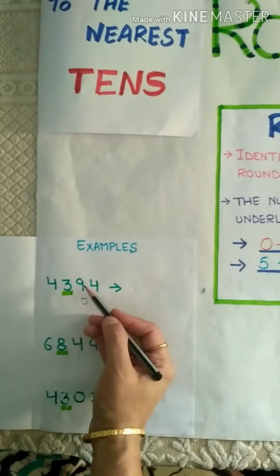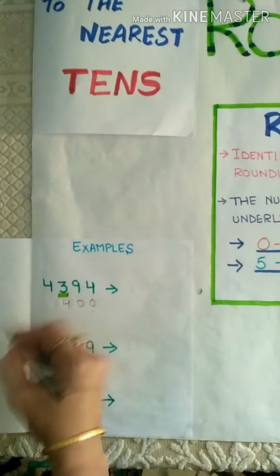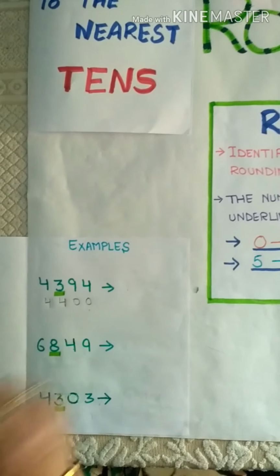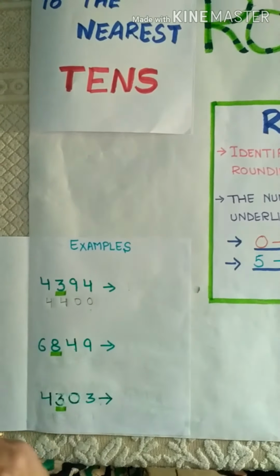When the digit is greater than 5, what do we have to do? We have to add 1 to the underlined digit. When we add 1 to the underlined digit, the 3 will become 4. Now the rest of the digits at the left side will also remain the same. Here the answer is 4400.